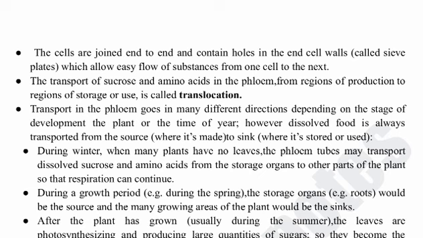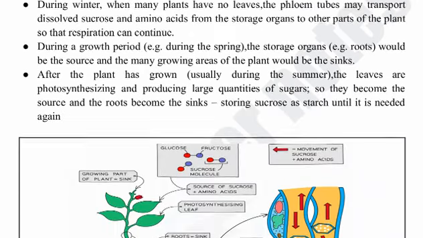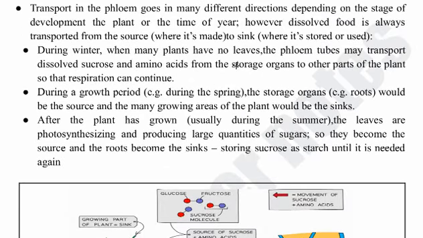The battery of my PC is low, so we're going to discuss it later. We have discussed all these points, what happens in the winter season and what happens in the growing period. During the spring, the storage organ, the root, can be the source, whereas the growing area of the plant would be the sink.